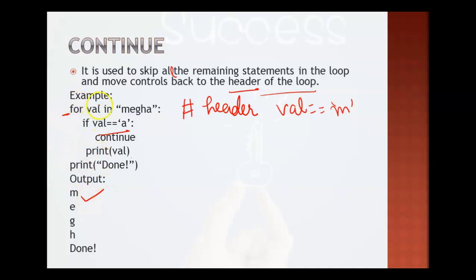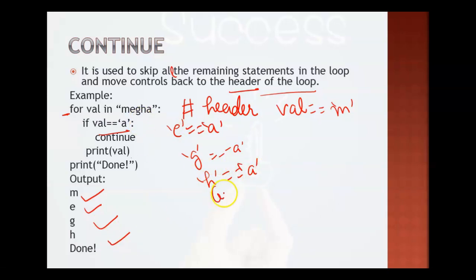Then we have again upside and it will display e, because is e equal to a? No. Then e will be displayed. Then is g equal to a? No. Then g will be displayed. These all are characters only. Then is h equal to a? No. Then h will be displayed. Then is a equal to a? Yes, a is equal to a.